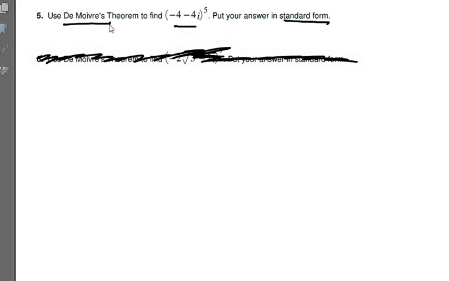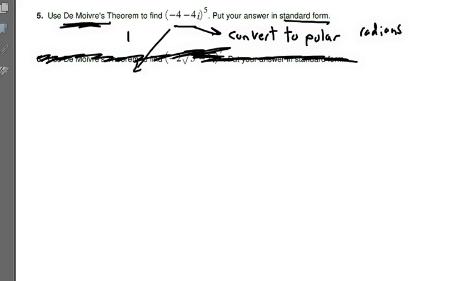Last problem we're going to look at is using De Moivre's theorem, dealing with the power of a complex number. Unfortunately, this complex number is not in polar form. It's in rectangular form. So we're going to have to do a little bit of conversion to polar form so we can apply that theorem. And of course that needs to be in radians. So we'll do just a quick little picture here. Negative 4 along the real axis, negative 4 on the imaginary axis. We know that's going to put us in the third quadrant.